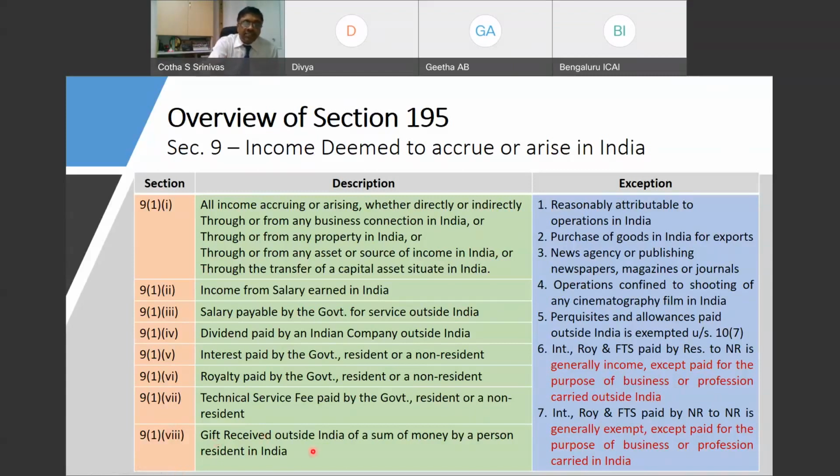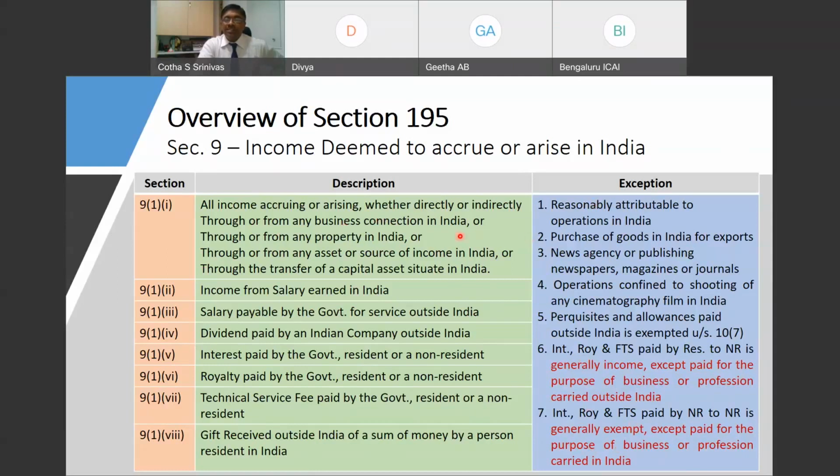9.18 talks about gift received outside India of a sum of money by a person resident in India. So if there is any non-resident who is residing outside India, and he receives a gift in the form of a sum of money from a resident in India, and if he is a non-relative, that will be considered as income deemed to accrue or arise in India. There are certain exceptions. Of course, these two exceptions I have already explained.